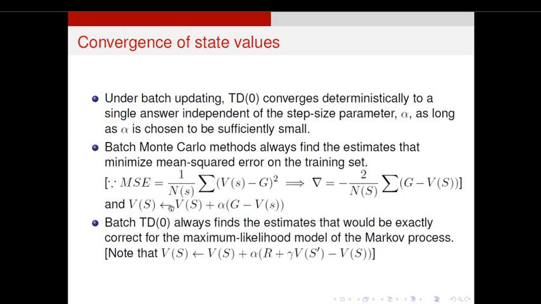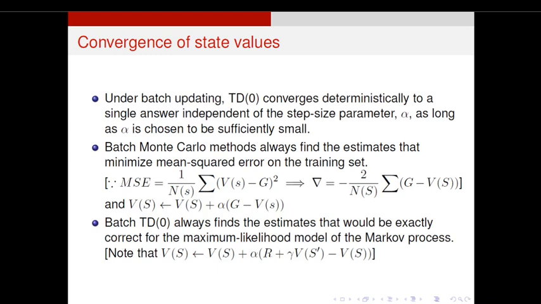Now we think about the TD method. Batch TD(0). Instead of Monte Carlo, we just focus on TD(0). TD(0) always finds the estimates, where estimates means the value of V that would be exactly correct, see that, exactly correct for the maximum likelihood model of the Markov process. This is the key point, because we have designed this temporal difference model as a Markov process. Then the maximum likelihood model of a Markov process will give this result. It automatically maximizes this V of s iteratively. But this is not an approximation.